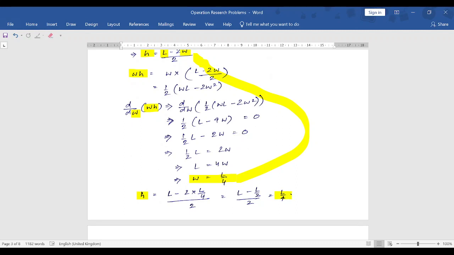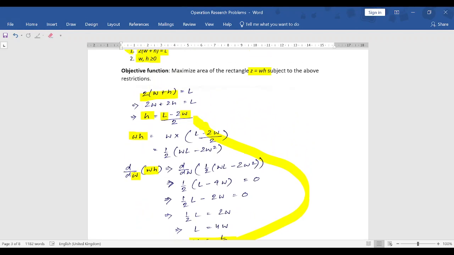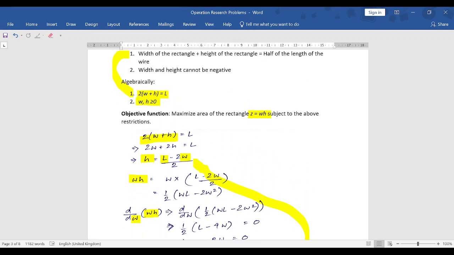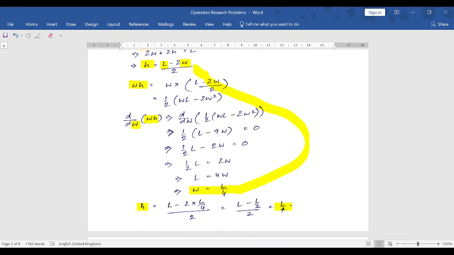So we get W is equal to H is equal to L by 4. So both are L by 4. This is the form that maximizes the area among all other possible combinations. So this is the second problem. In the next videos, we'll be discussing various other applications and problems of operation research. Thank you.